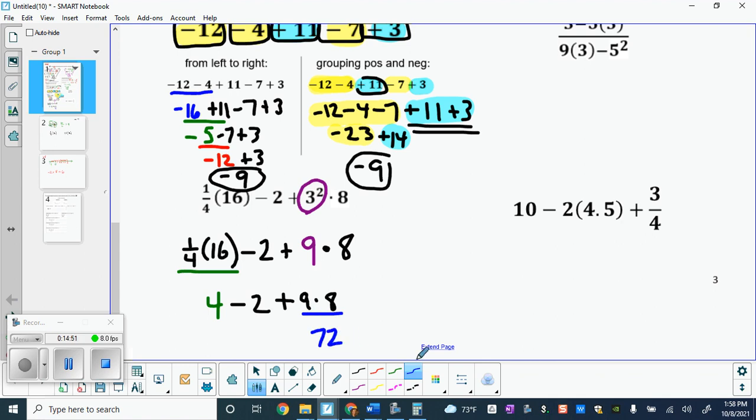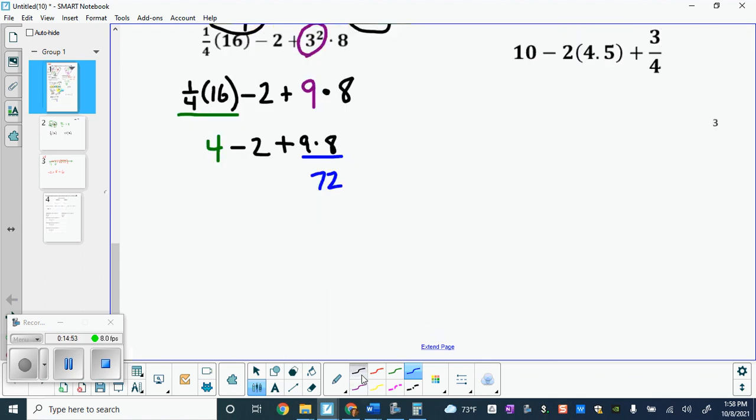Again, it's okay to use the calculator if you forgot 9 times 8 is a 72. So now we've got 4 minus 2 plus 72. Here, 4 minus 2 is 2. And we know that 2 plus 72 is going to be a 74. So the final answer for this one is a 74. Go ahead and circle or box your answer.